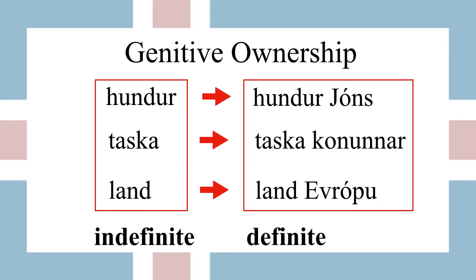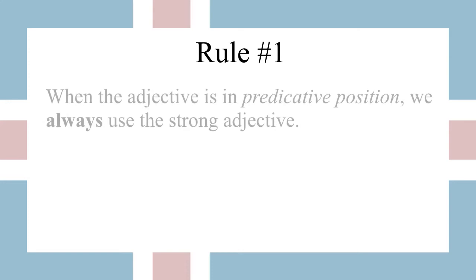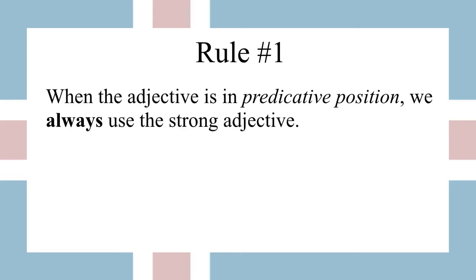So now that we know the difference between, first of all, attributive and predicative adjectives, and now that we know the difference between definite and indefinite nouns, we can learn the rules for strong and weak adjectives. So here's rule number 1. When the adjective is in predicative position, we always use the strong adjective.